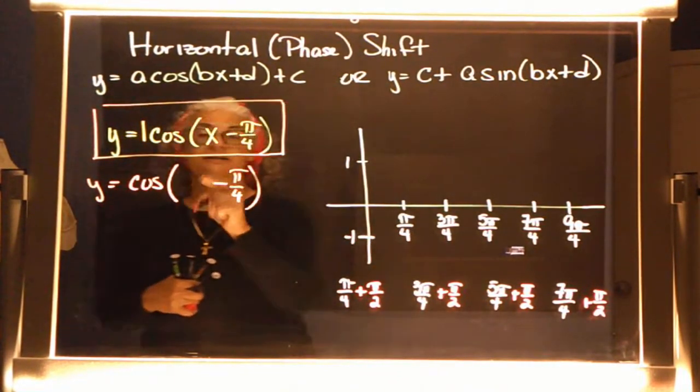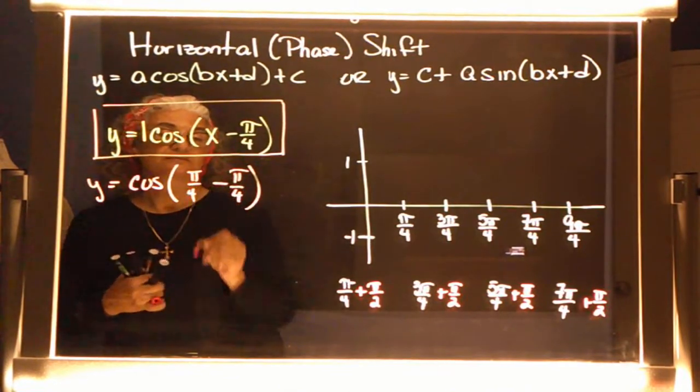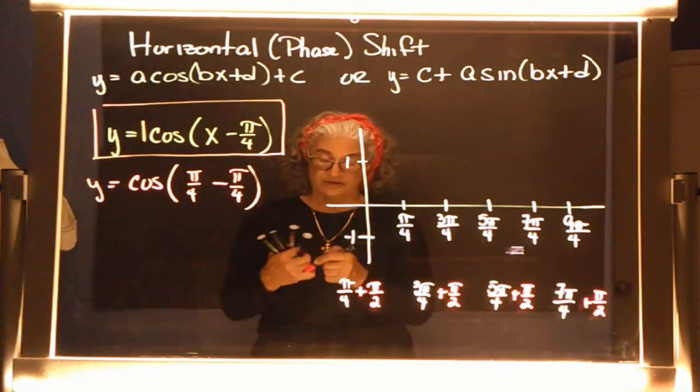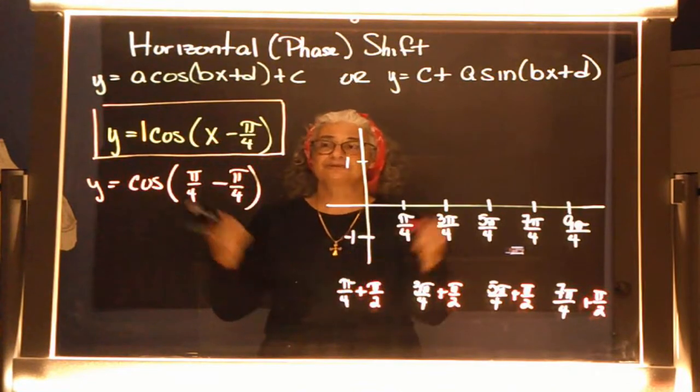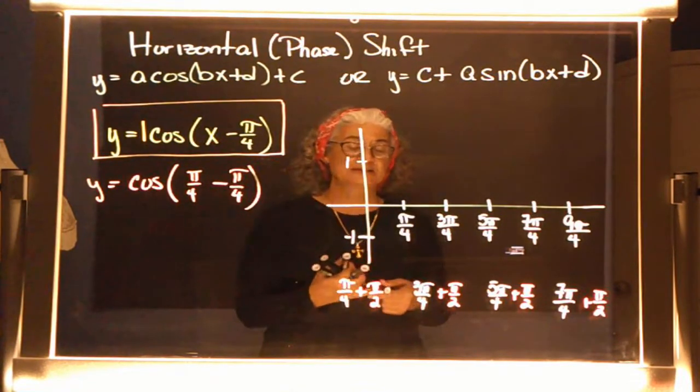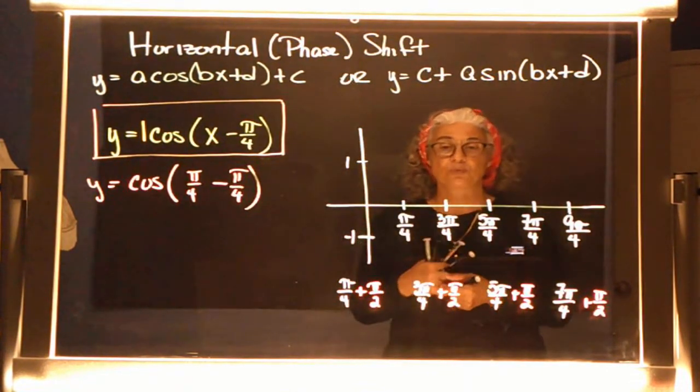Pi over 4, plug it in. What's pi over 4 minus pi over 4? Yeah, 0. Well, yay for that. So I'm taking the cosine at 0, which is 1.